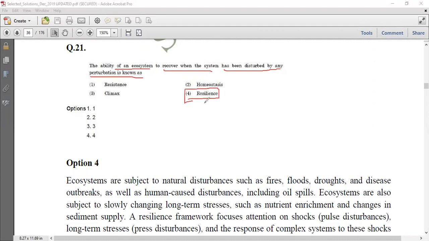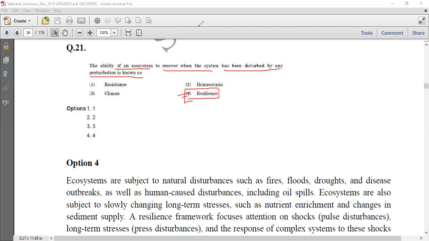So whenever in any ecosystem the natural setting of the ecosystem is disturbed by any perturbation or any changes, then the ecosystem tries to recover, right? So it has a natural ability to bounce back, and that property is known as resilience, as given in option number 4. So fourth is the correct answer.